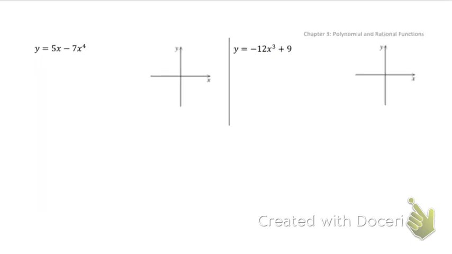All right. Our next one, we have to look at the biggest power, not just the first one that's written. 5x is the first one that is written, but the biggest power is 4, which is even. And there is a negative number in front of it. Even says they both go in the same direction. Negative says they're both going down.